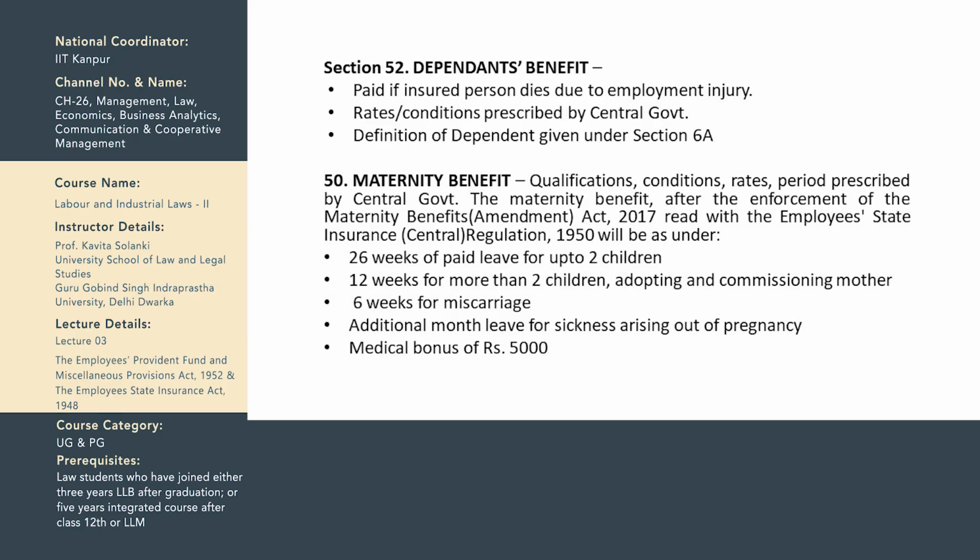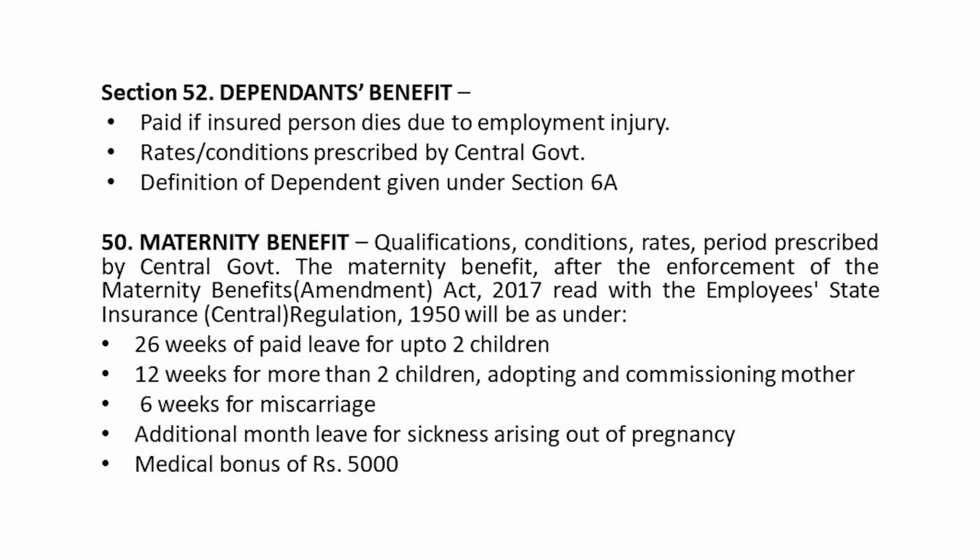When we talk about the definition of the dependent, it has been given in section 6A, and it is the same definition as given under the Employee Compensation Act 1923, but with one difference at point number 1, where a widow would be entitled, and a legitimate or adopted son who has not attained the age of 25 years. The age was 18 years, but here the person would be entitled to get the benefit until he has attained the age of 25 years. The rest of the definition of the dependent is the same as given in the Employee Compensation Act.